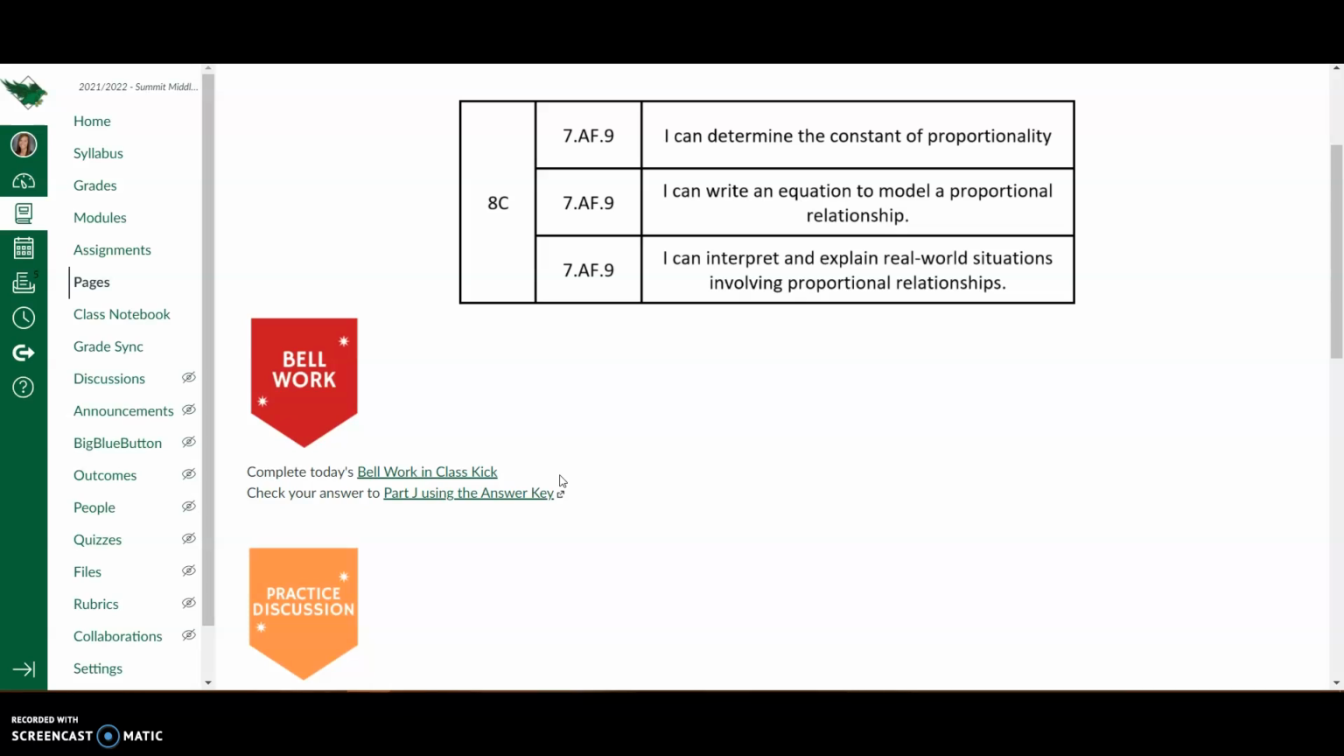I do want you to do them because they're just like your SWic that you're going to take today. When you're ready to check your answers from your class kick, just click here on this link and it will take you to the answer key. So go ahead and check your 3 answers once you have tried them.